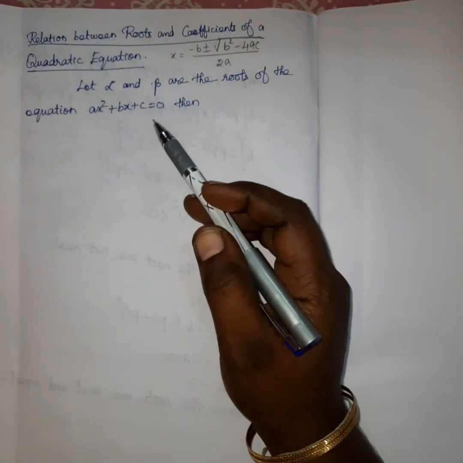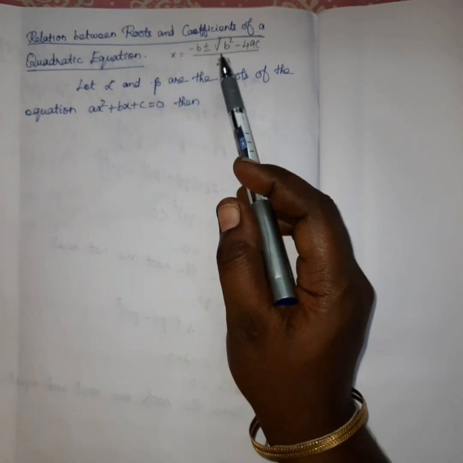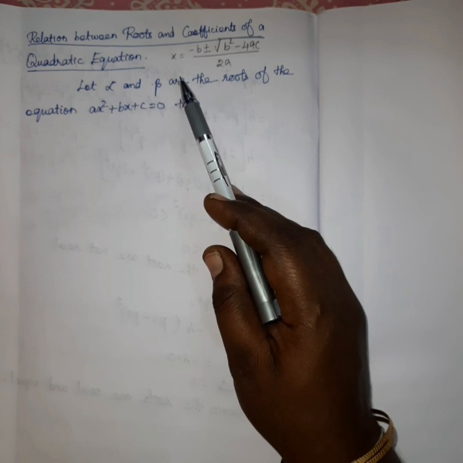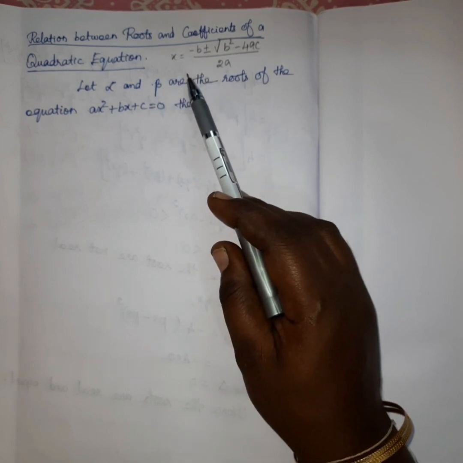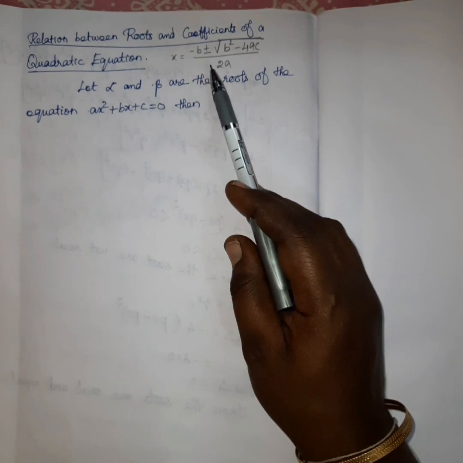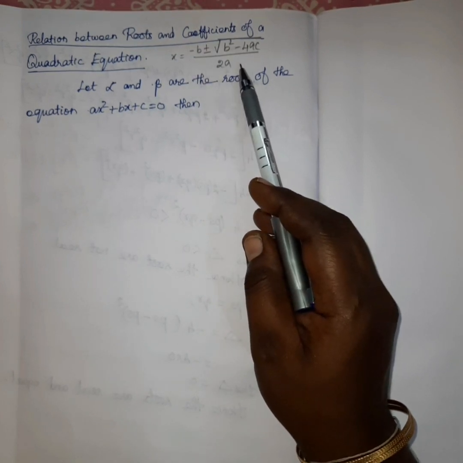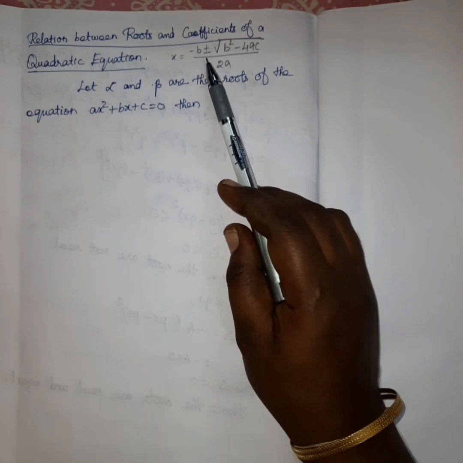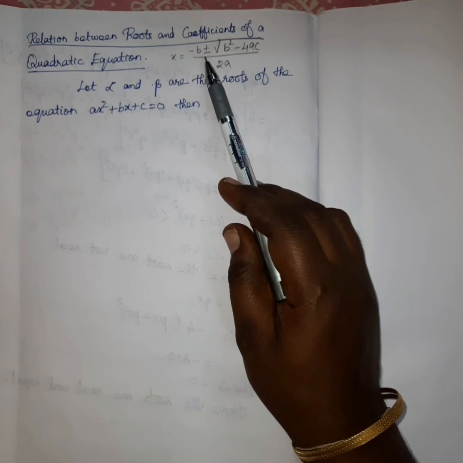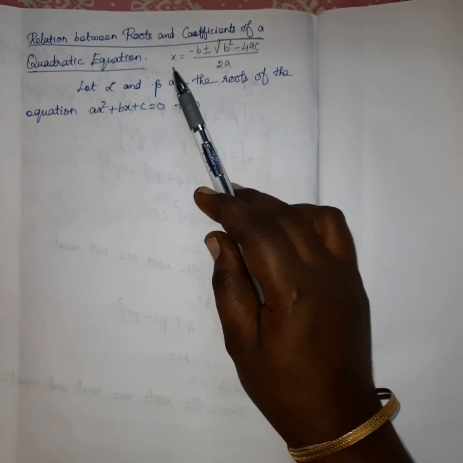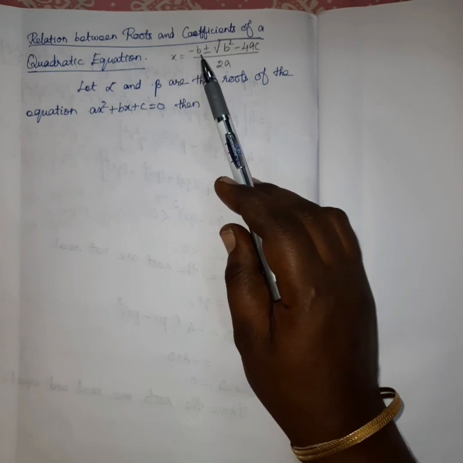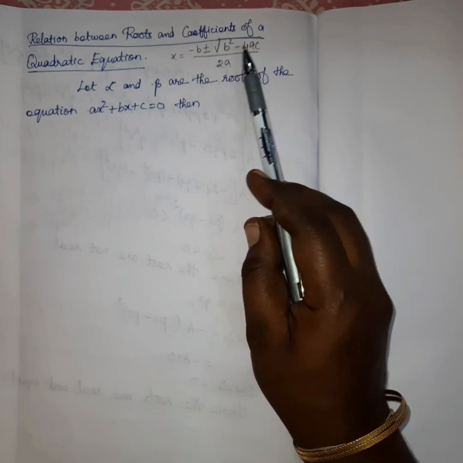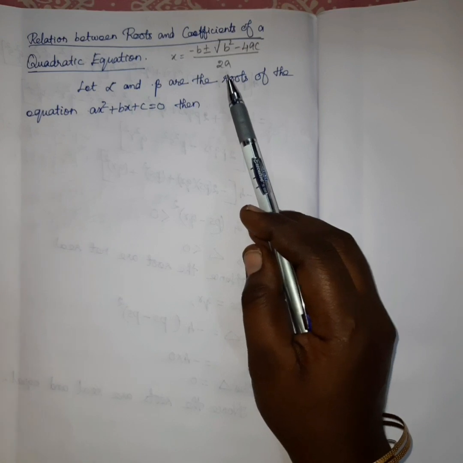Students, next we can learn the next topic, relation between roots and coefficients of a quadratic equation. We know the roots of a quadratic equation: x is equal to minus b plus or minus square root of b square minus 4ac divided by 2a. Since we have plus or minus, we can separate using plus and minus. That is how we get two roots for the variable x: minus b plus square root of b square minus 4ac divided by 2a, and minus b minus square root of b square minus 4ac divided by 2a. So we have two roots.